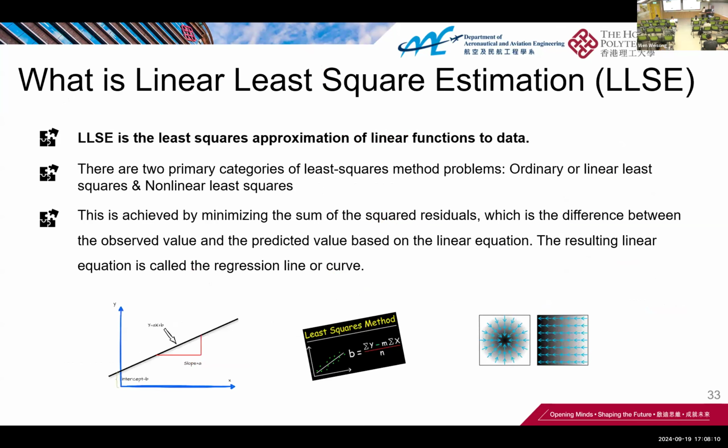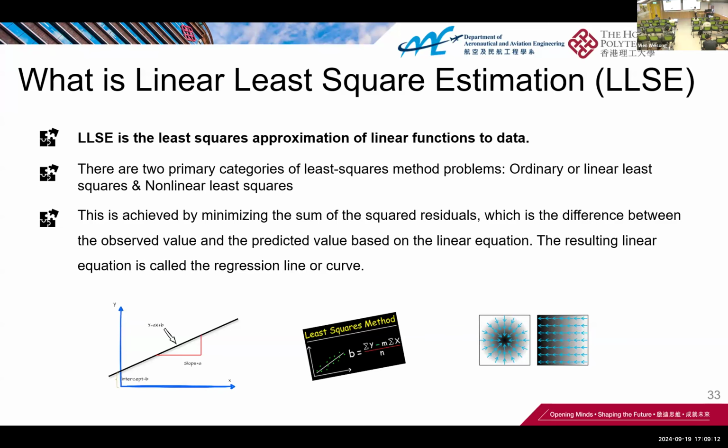First, the linear least square estimation is the linear least square approximation of linear functions to data. The typical case is line fitting. For example, in a statistics lecture, maybe in year 1 or year 2, you may have learned examples like how to evaluate the standard deviation of a line fitting problem. If you have multiple points, how do you evaluate the standard deviation of those points with respect to a fitted line? You may have learned this before. There are two primary categories of least squares problems: the ordinary or linear least squares and the nonlinear cases. In this course, we mainly talk about linear least square and nonlinear least square. Essentially, this is achieved by minimizing the sum of the squared residuals.